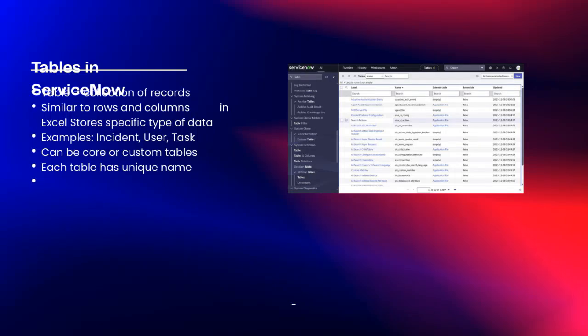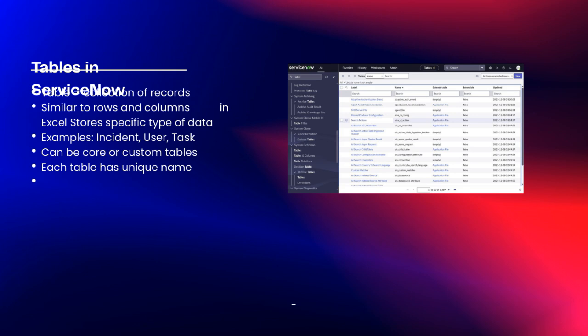All right, let's talk about tables in ServiceNow. Think of a table as a collection of records, similar to what you see in Excel with rows and columns. Each table stores a specific type of data, such as incidents, users, or tasks. These are the core building blocks of the system.